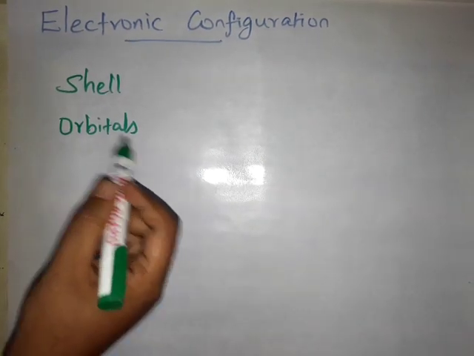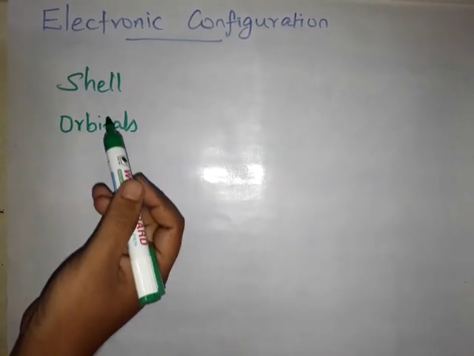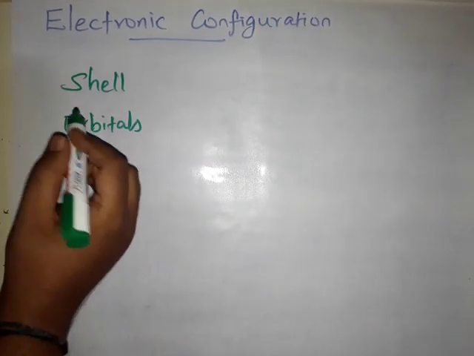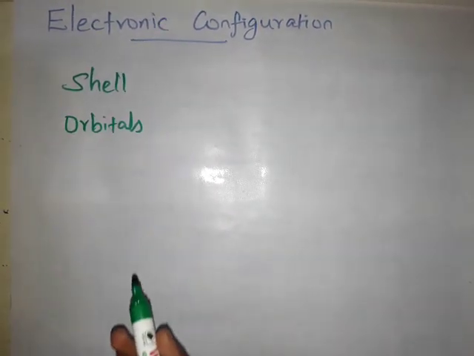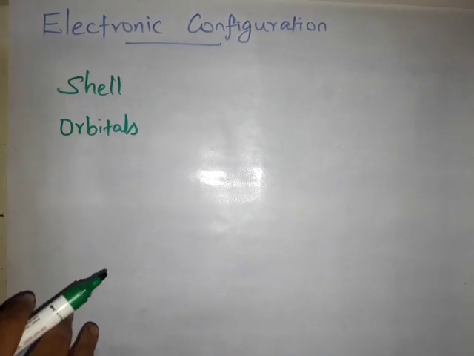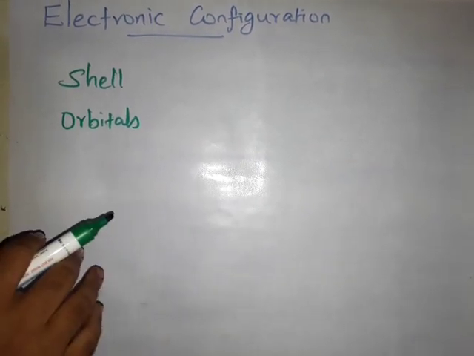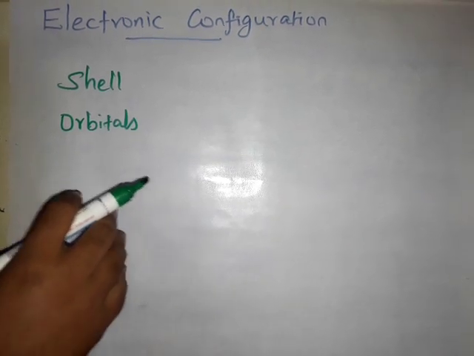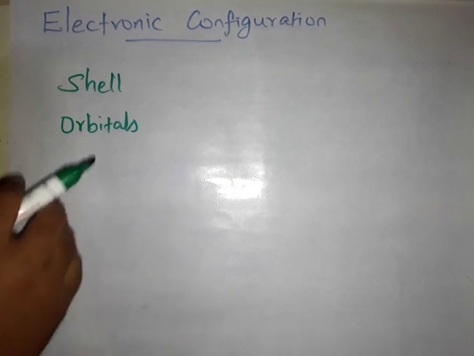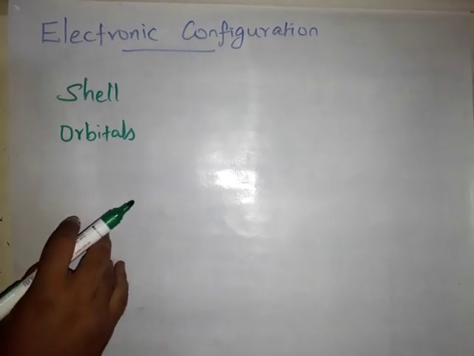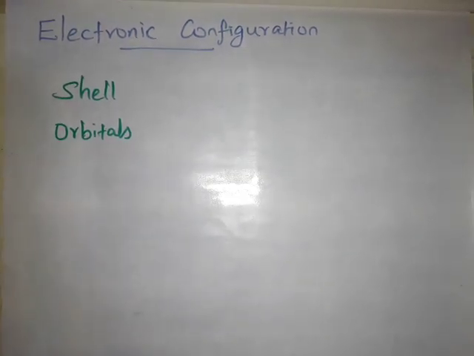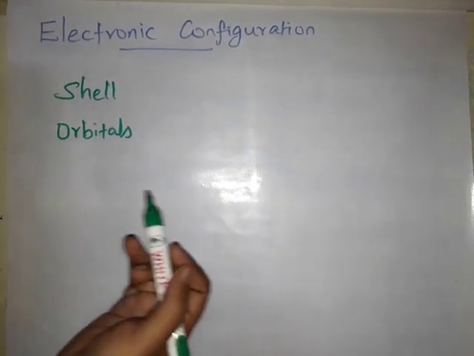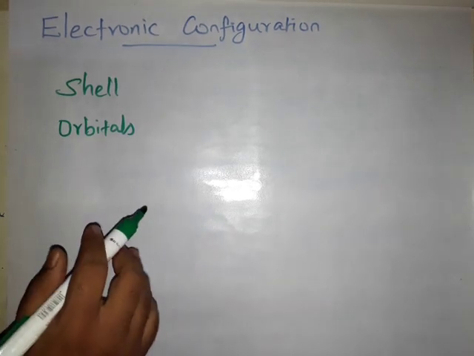Electronic configuration of elements and the periodic table. First, you must know about shell and orbital. We already discussed the shell. The electrons in an atom are characterized by a set of 4 quantum numbers: the principal quantum number, azimuthal quantum number, magnetic quantum number and the spin quantum number.